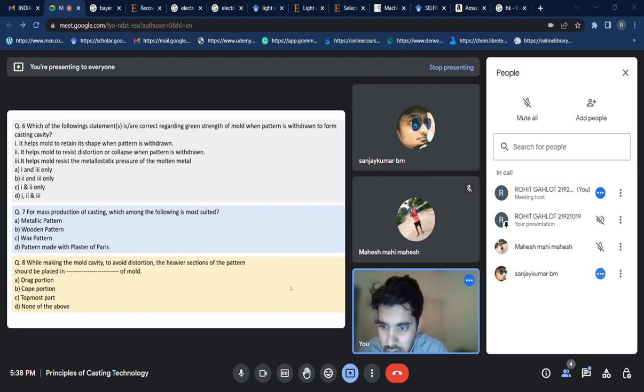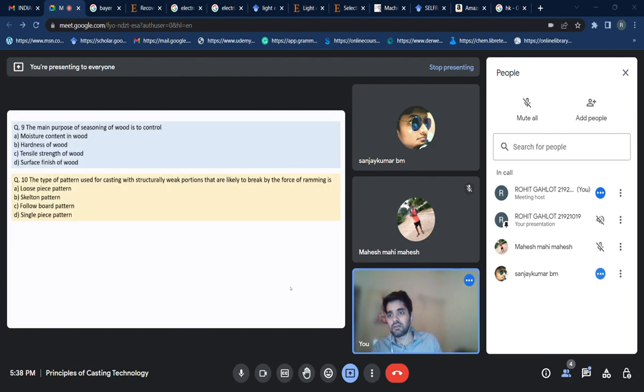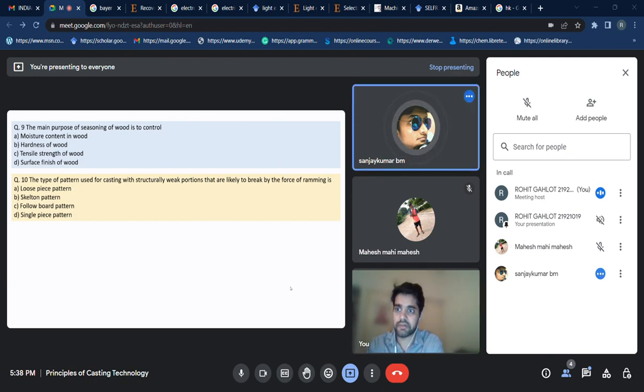Now the seventh question: for mass production of casting, which among the following is most suited? Metallic pattern. Yeah, correct. The eighth one is: while making the mold cavity, to avoid distortion, the heavier section of the pattern should be placed in.